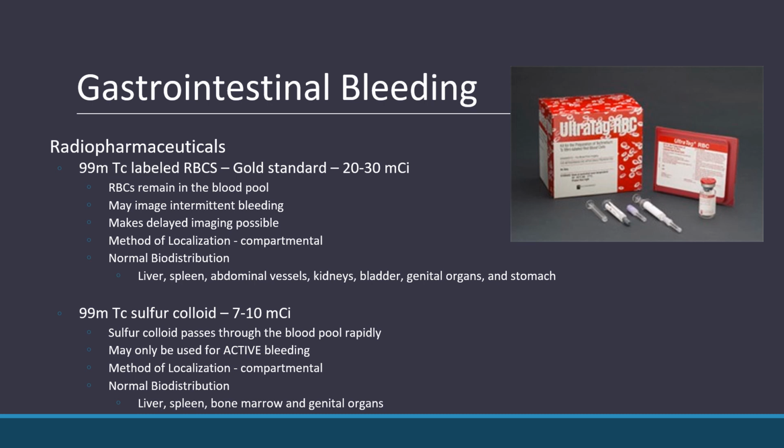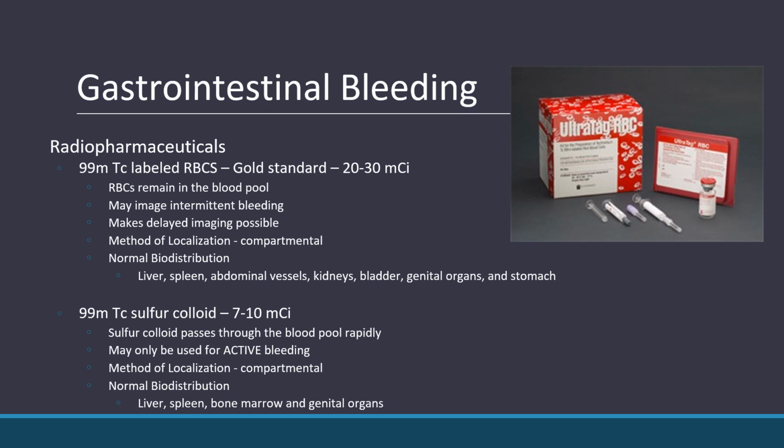Another thing with the tagged red blood cells and why they're the gold standard, they will remain in the blood pool for a period of time. This can allow you to bring the patient down later and image them if they start actively bleeding. If they have intermittent bleeding, you could use it to do delayed imaging because it does stay in the blood pool. And then the method of localization for the tagged red blood cells is compartmental because it stays in the compartment of the blood vessels.